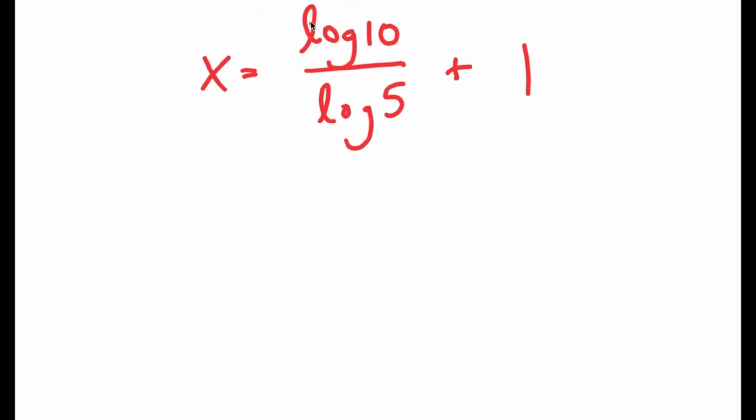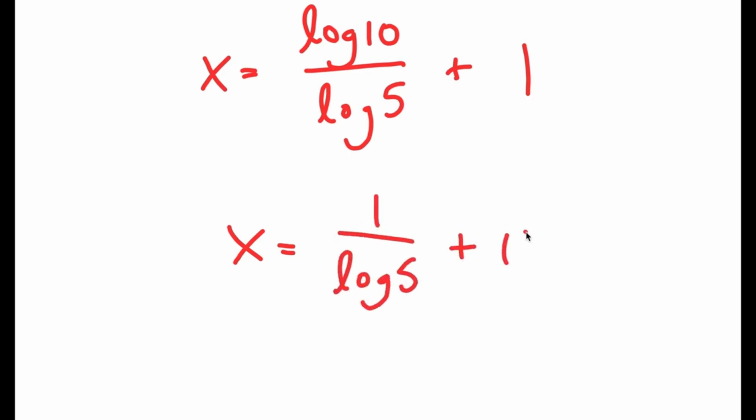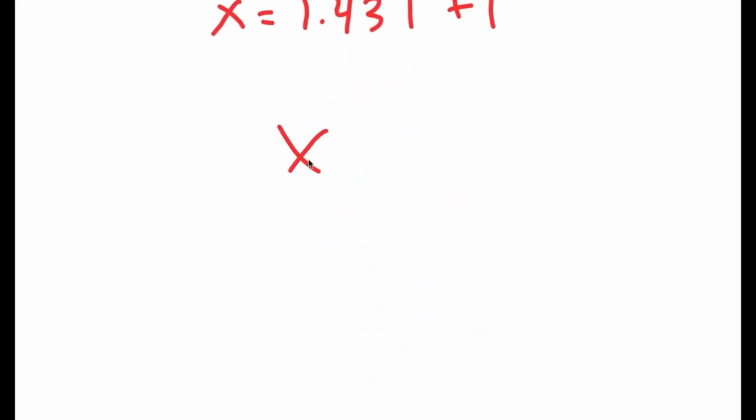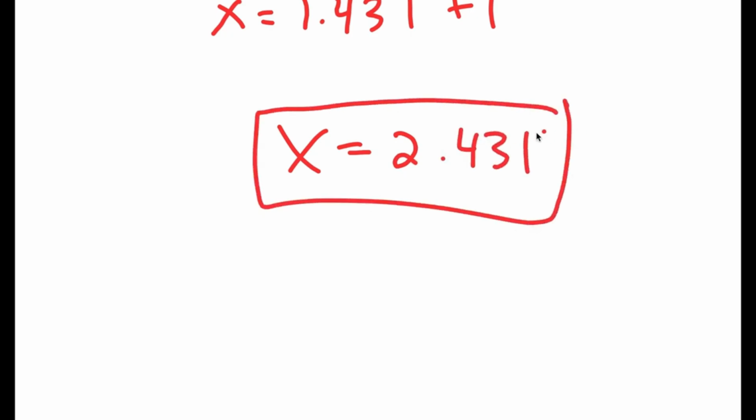And log 10 is also equal to 1. So I get x equals 1 over log 5 plus 1. So now all that's left to do is do 1 divided by log 5 in my calculator. So I get x is equal to 1.431 plus 1, which is equal to 2.431. So this is my answer.